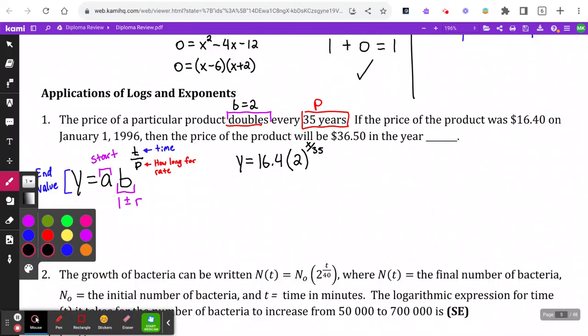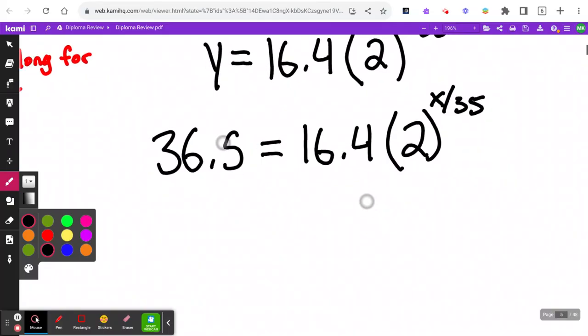You'll then be given Y or X and solve for the other one. In this case, they said the product will be $36.50. That's an ending value. You're trying to find the year, so you're trying to find X. This is $36.50 equals $16.40 times 2 to the power of X divided by 35. You need to solve for that value of X.